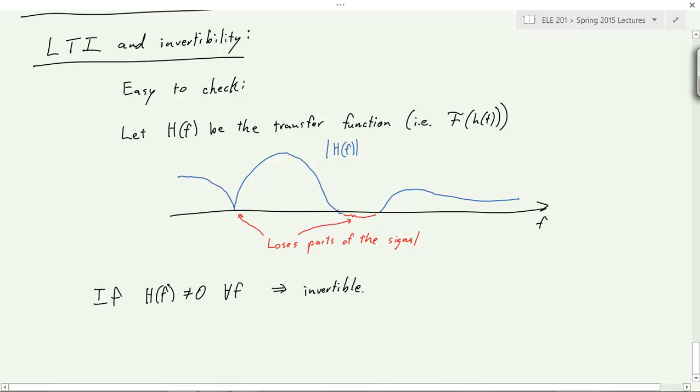And in fact, the inverse will just be a transfer function that's the flip of it. So if you put it through a transfer function that's 1 over H of f in frequency, well, then that's going to recover any signal. So that will be its inverse. And you see if it's 0, you have a problem there.